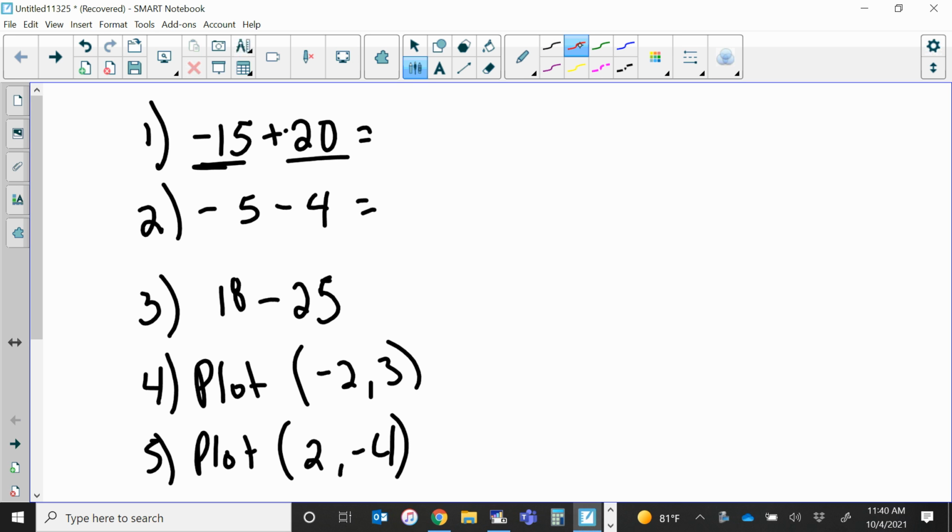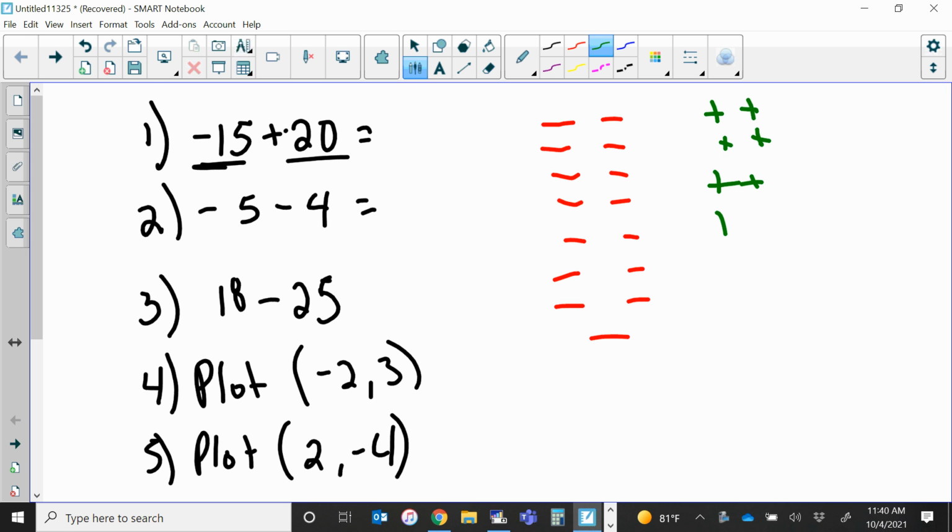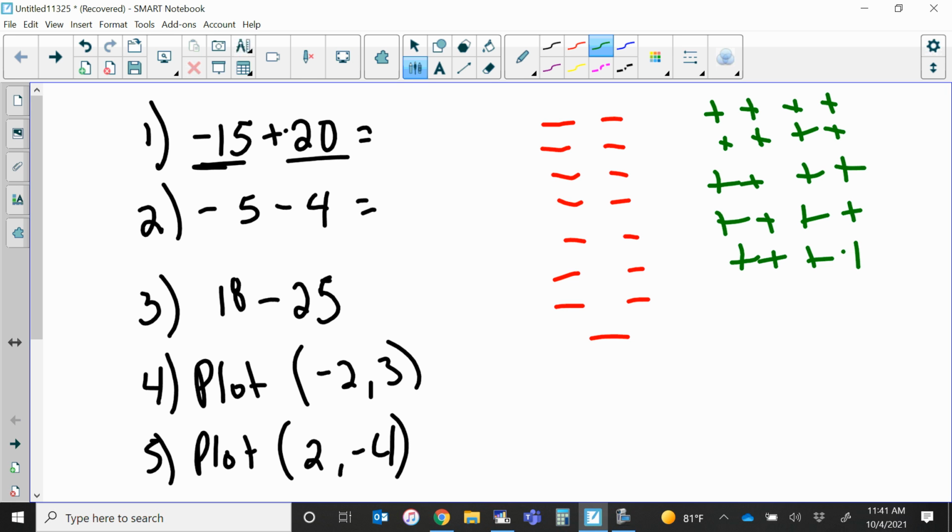If I had negative, it would be like I have 1, 2, 3, 4, 5, 6, 7, 8, 9, 10, 11, 12, 13, 14, 15 negatives. And 1, 2, 3, 4, 5, 6, 7, 8, 9, 10, 11, 12, 13, 14, 15, 16, 17, 18, 19, 20. And I have 20 positives. That is legit what I have here. I have 15 negatives and 20 positives.